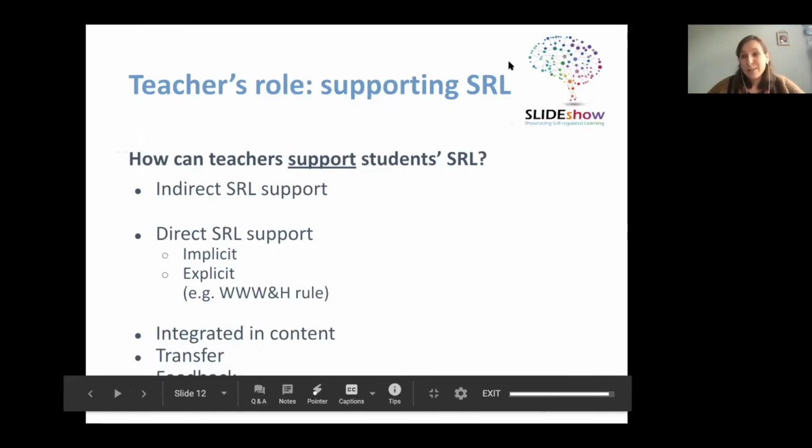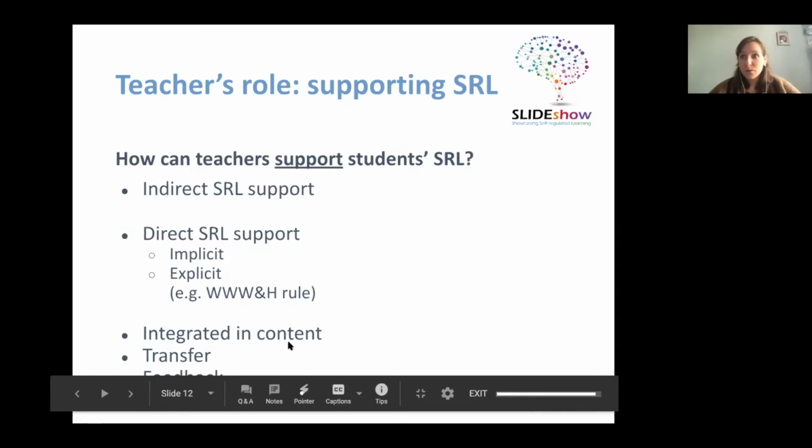It's actually explicitly explaining what a specific strategy is, why you use it, when you use it, and how you use it. And that's this WWWH rule. So this instructing SRL strategies is very important, but you need to do this integrated within content. There is no use in just giving separate learning to learn sessions isolated from normal subjects such as math or geography.